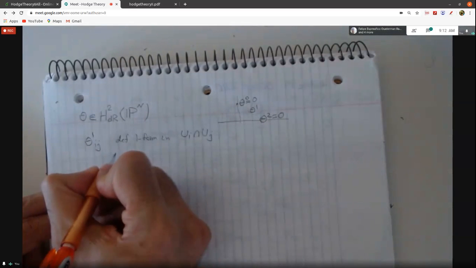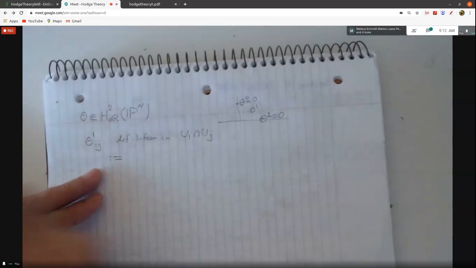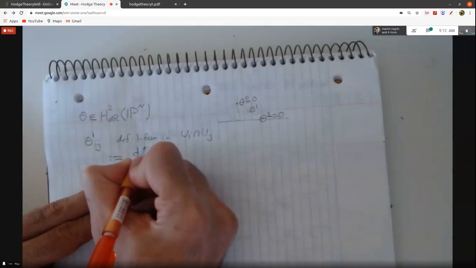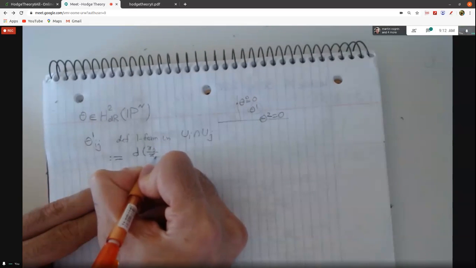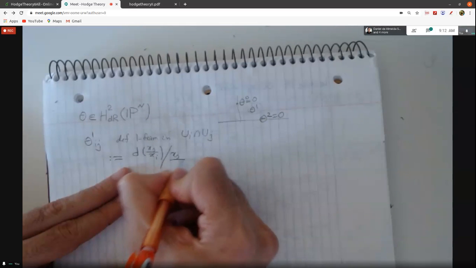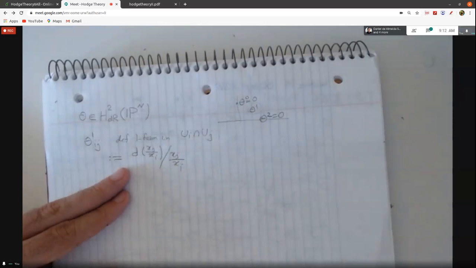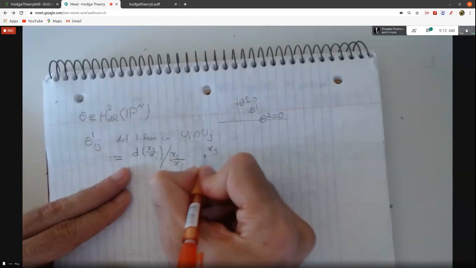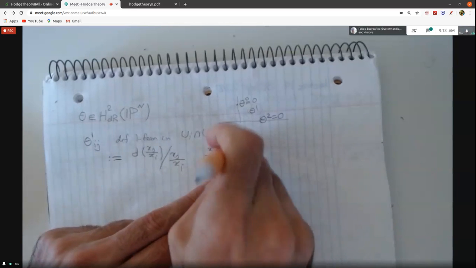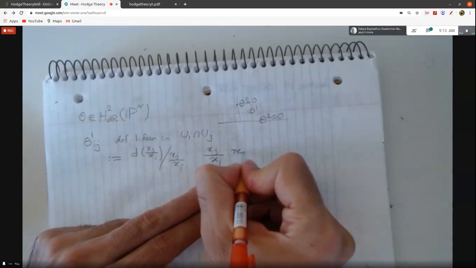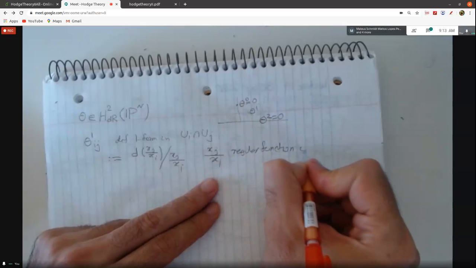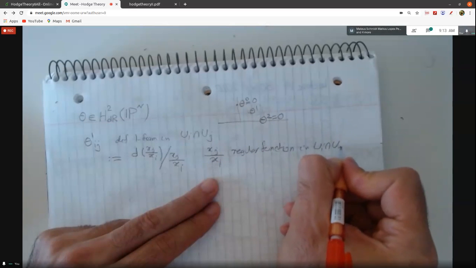And maybe let's just define it simply, and then let's see why we did it like this. Then it will be simply d(x_j/x_i) divided by (x_j/x_i). So x_j/x_i is a function, now it is a regular function in U_i.